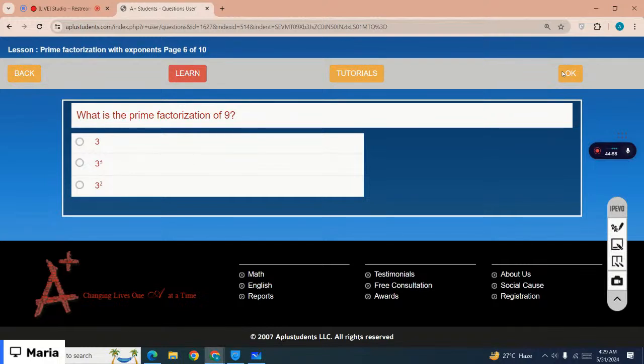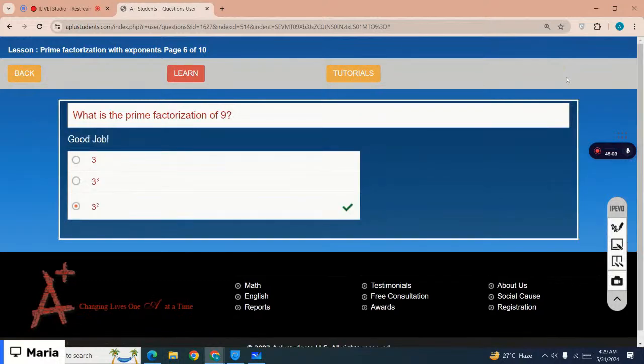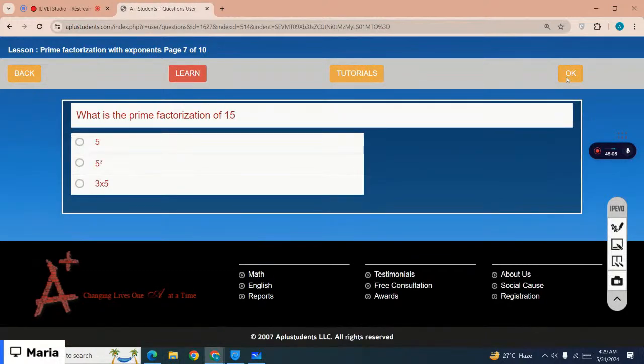The correct option is 3 times 3 or 3 to the exponent of 2. Option number 3 is the correct option. What is the prime factorization of 15?